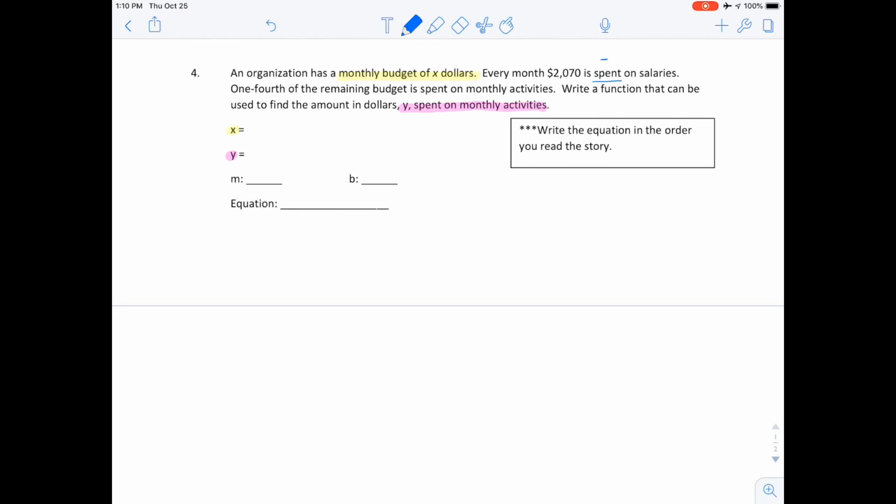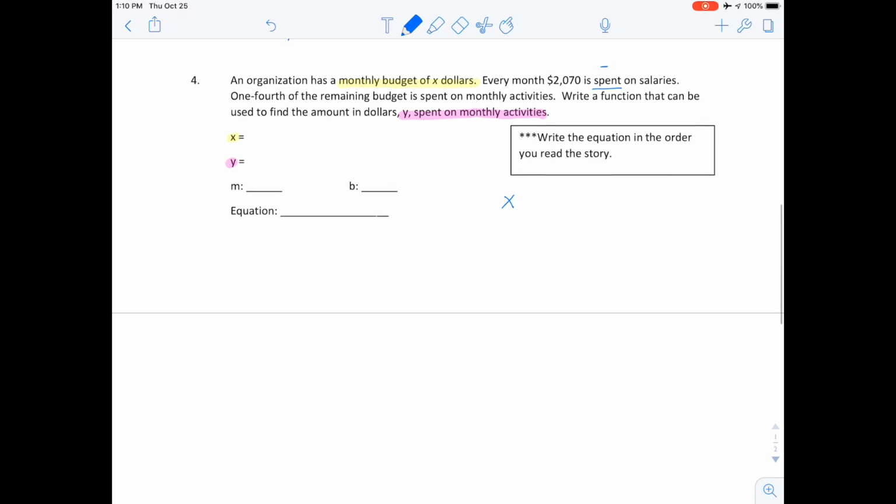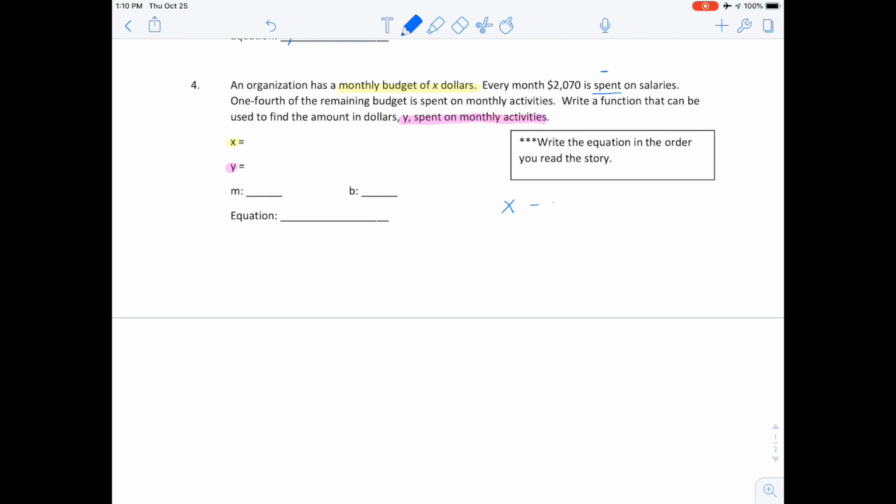All right, so notice we put some little hints here. When you have a story like this and it's telling you the order things happen in, write it down in that order. Okay, so an organization has a monthly budget of X dollars. So when I start writing my equation, I want to start with X dollars. So I'm just going to start with X. And then every month, they're spending $2,070 on salaries. So again, we talked about spending money is subtraction. So I'm going to subtract 2,070. So far, that's what we have.